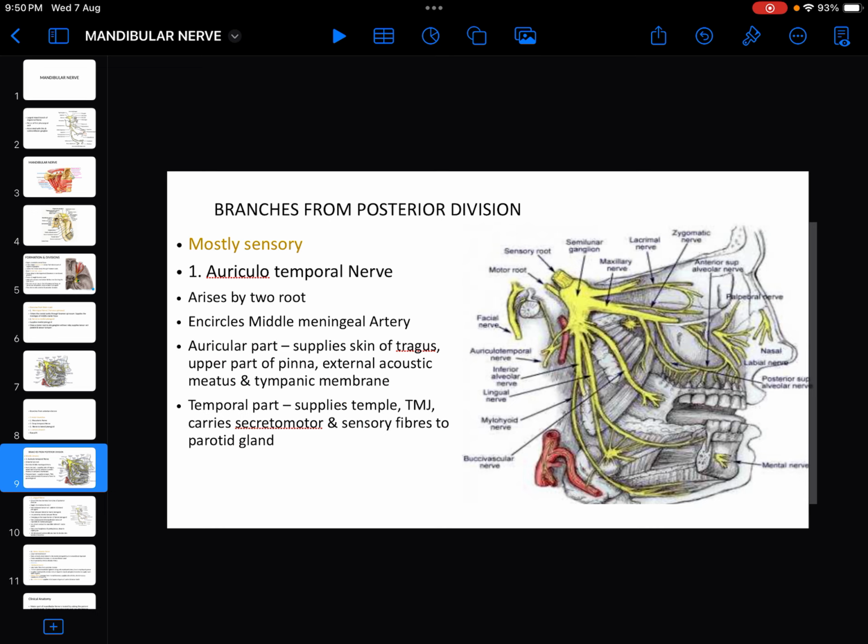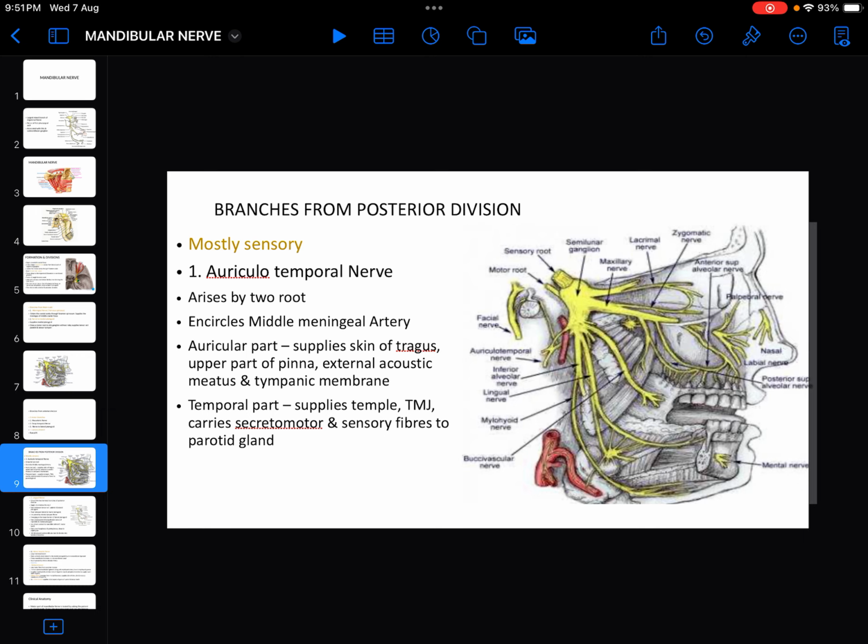Then about the branches from the posterior division. The posterior division is mainly sensory and gives three branches. The three branches are the auriculotemporal nerve, the lingual nerve and the inferior alveolar nerve.